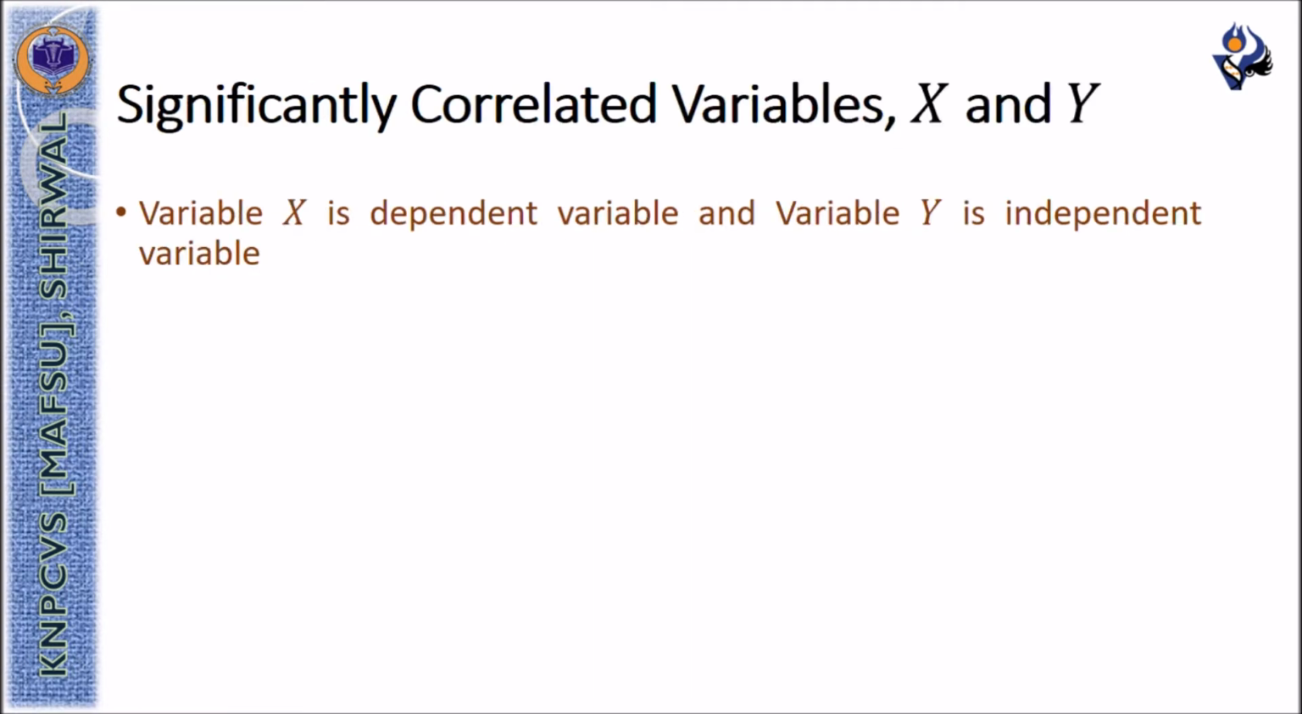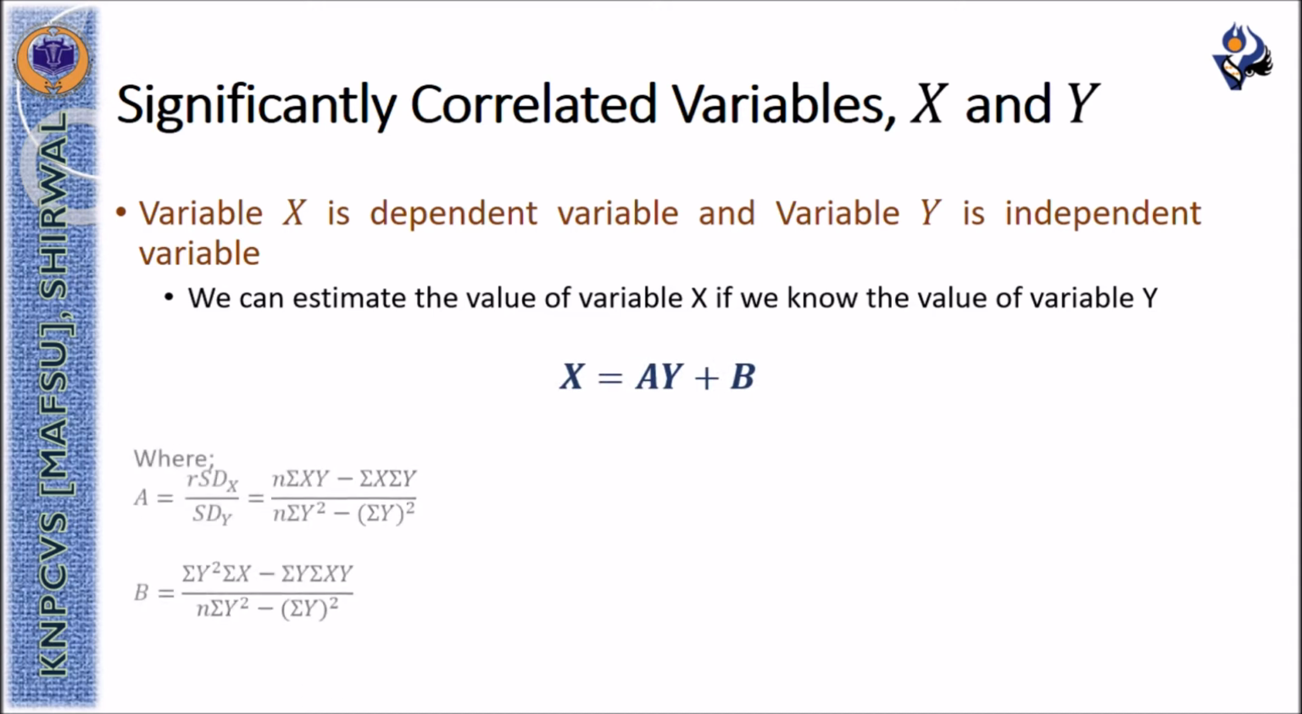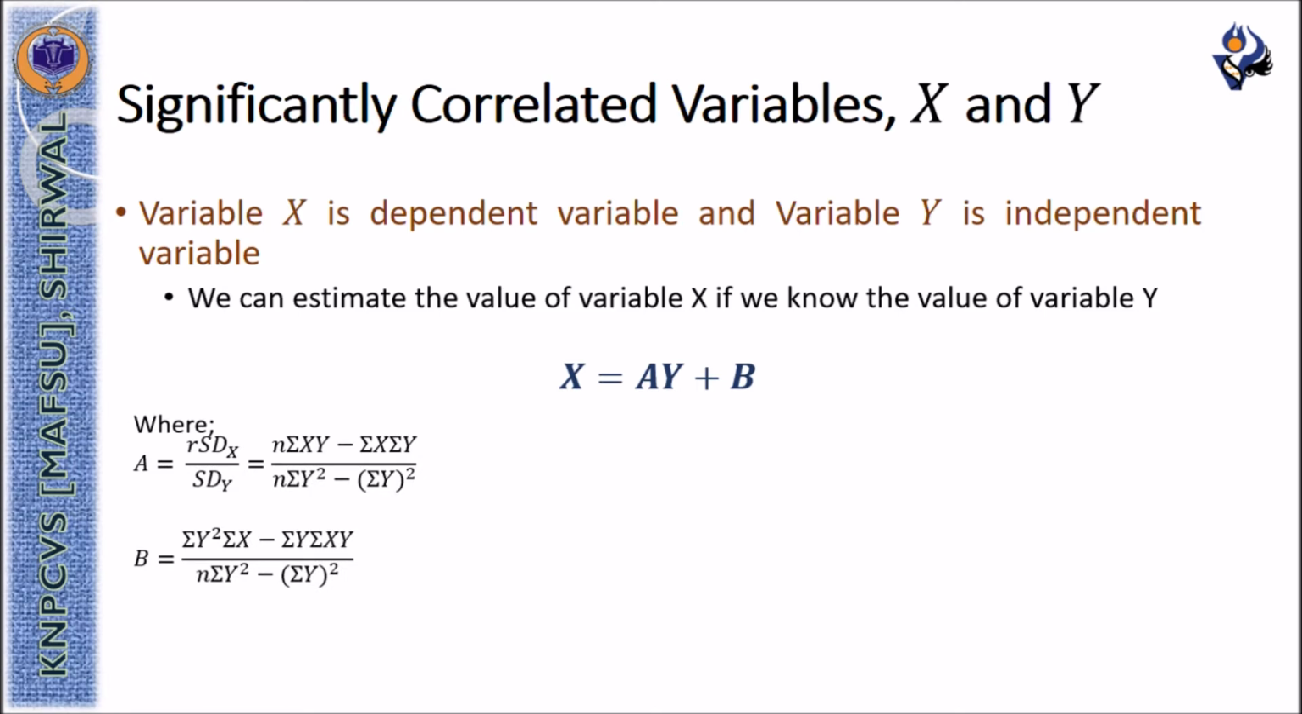Now if there are significantly correlated variables x and y, and if the variable x is the dependent variable and variable y is the independent variable, then we can estimate the value of variable x, the dependent variable, if we know the value of variable y, with the formula x is equal to ay plus b, where a and b can be obtained with the given formulas.